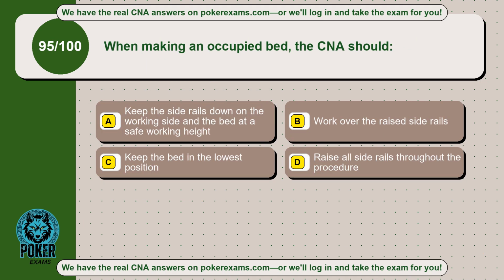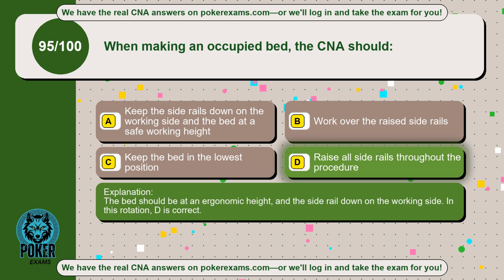Question 95. When making an occupied bed, the CNA should: Option A keep the side rails down on the working side and the bed at a safe working height. Option B work over the raised side rails. Option C keep the bed in the lowest position. Option D raise all side rails throughout the procedure. The correct answer is option D. Raise all side rails throughout the procedure. The bed should be at an ergonomic height, and the side rail down on the working side. In this rotation, D is correct.